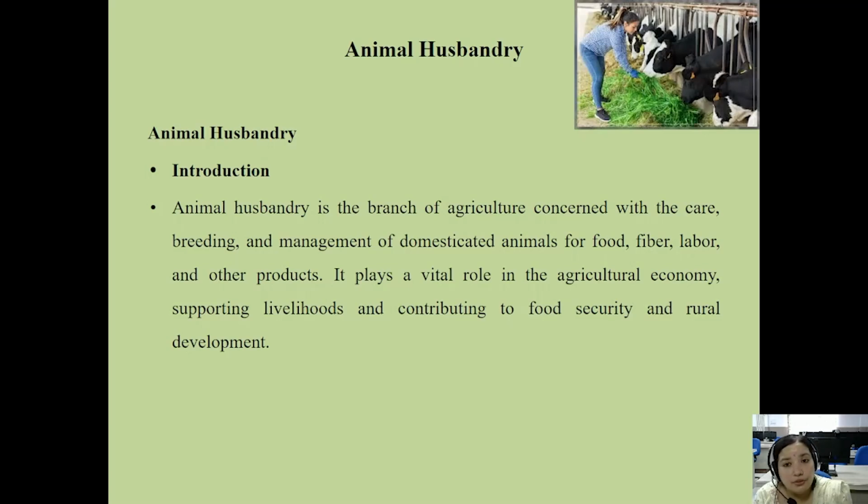That is the introduction of animal husbandry, a branch of agriculture concerned with the care, breeding and management of domesticated animals for food, fiber, labor and other products. It plays a very significant role in the agricultural economy, supports livelihoods, and contributes to food security and rural development. That is the contribution, importance and role of animal husbandry in agriculture.